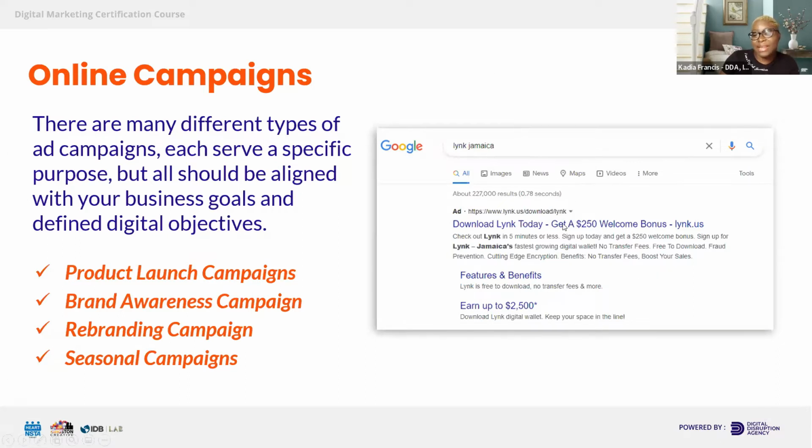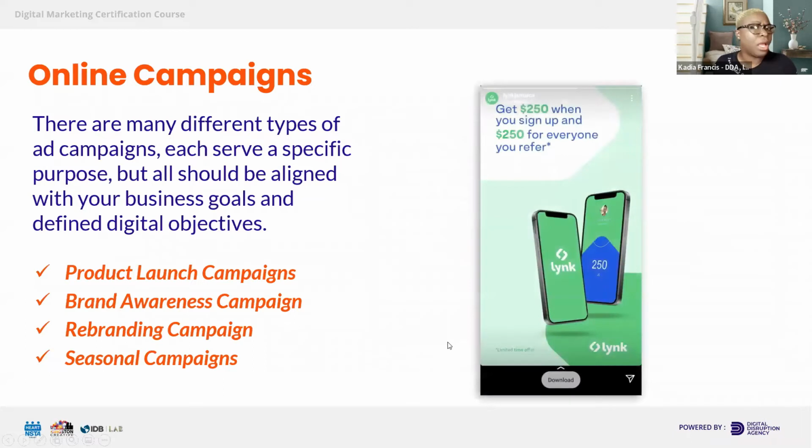So with this ad, you can see that this is a paid search engine ad on YouTube. What I found interesting though is I had to put in the specific keywords to see the ad. So when I put in digital wallet Jamaica, which is what Link is supposed to be, Link doesn't come up as an ad. But it's only when I put in the terms Link Jamaica that I was able to see the ad. I think that's bad SEO, but that's just me.